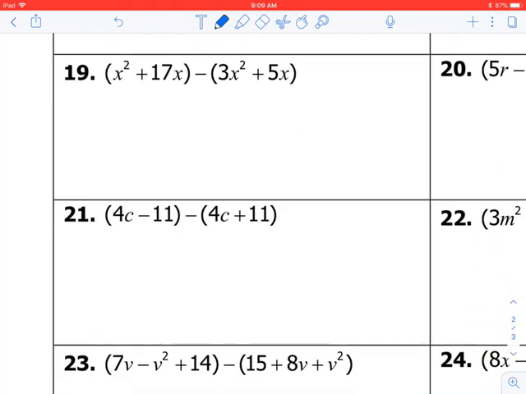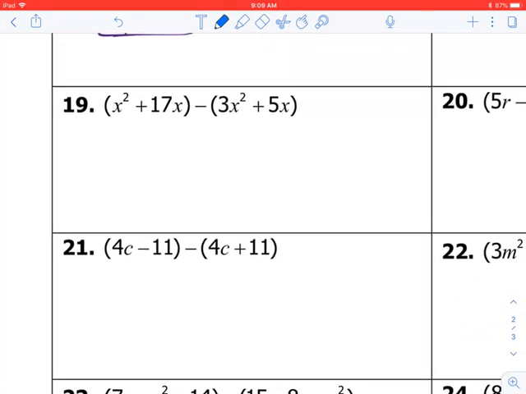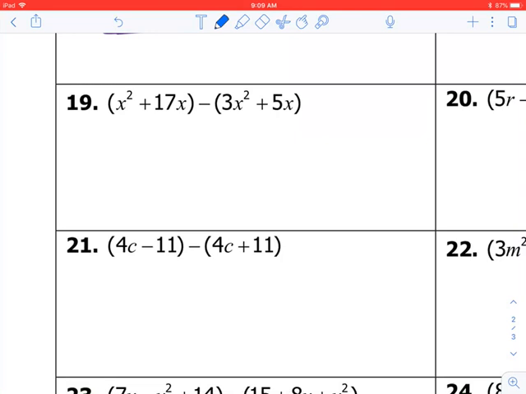Okay, so now we start getting into the subtraction problems. Okay, so in this first one, I'm going to change that to plus and make this negative 3x squared and negative 5x. So starting with x squared, I've got x squared minus 3x squared, which is negative 2x squared. 17x minus 5x is 12x. And I'm done.